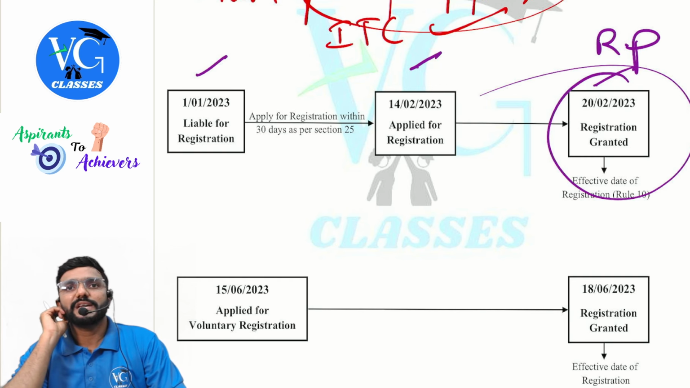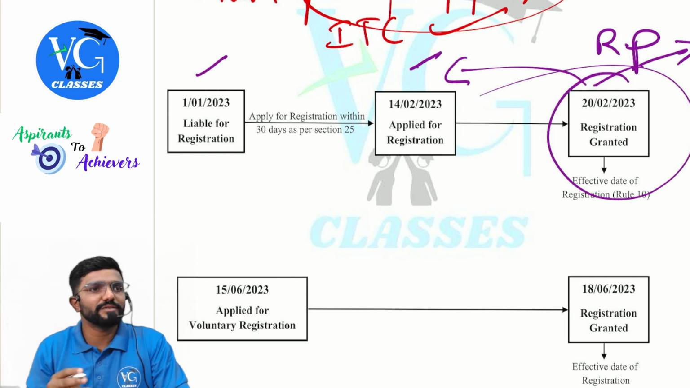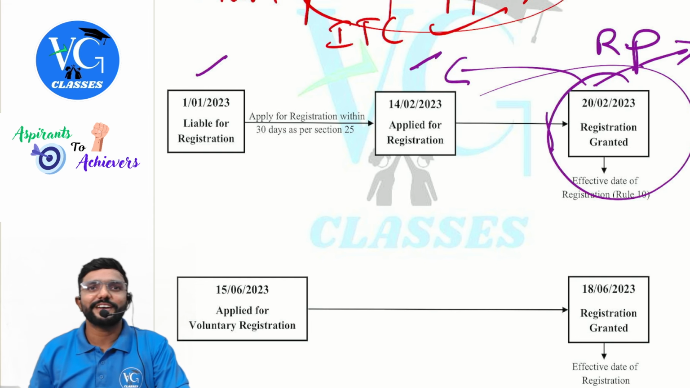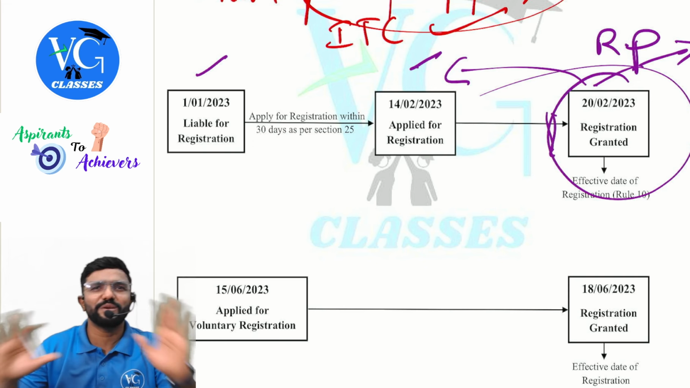20th February is the registration effective date. Now, anything I purchase after this only I can claim credit. Sir, what about before this? No credit. Sir, I have some stock on 19th February. Okay, carry forward, use it, no problem, but no credit.